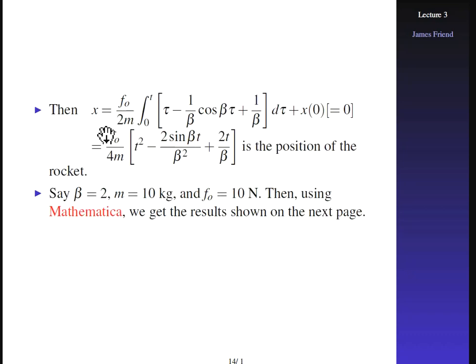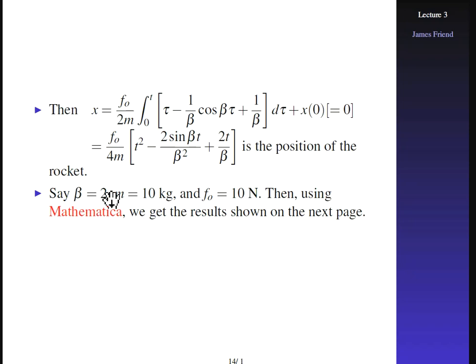So if we look at our position, we do the integration again, and yeah, it's a little painful, but the position starts out at rest, right? So our C2, or our x at time equals 0, is equal to 0. So then the position of the rocket over time is given by F naught divided by 4m times t squared minus 2 sine beta t divided by beta squared plus 2t divided by beta. That's the position of the rocket.